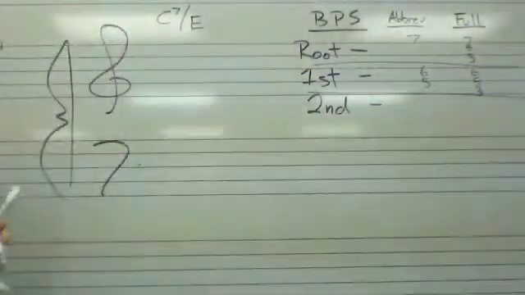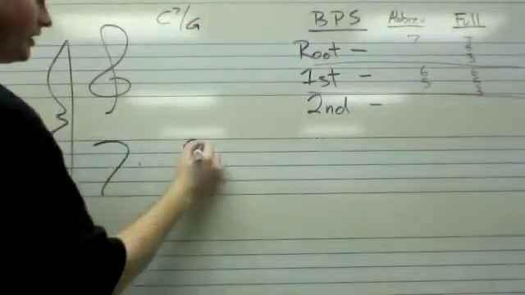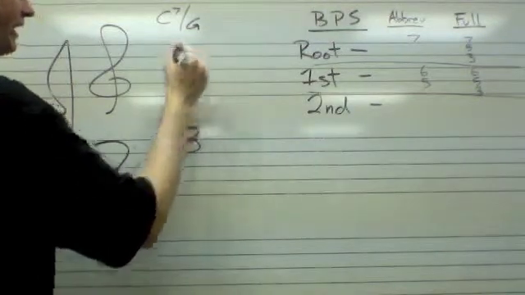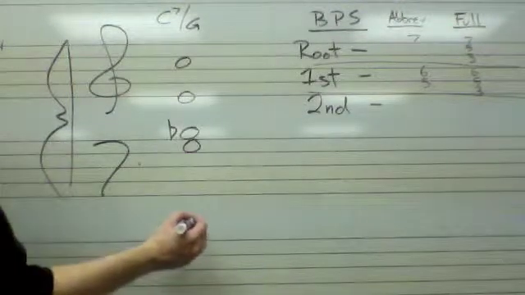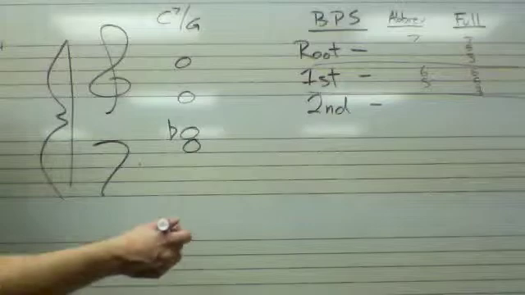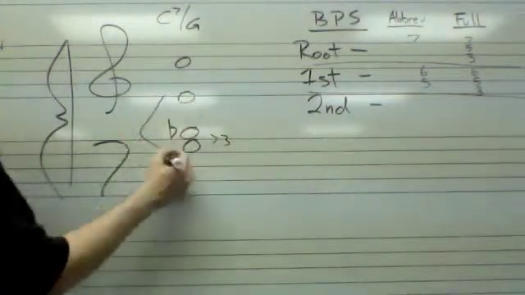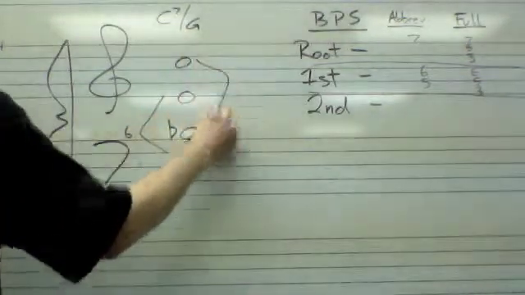That means I have to put the fifth in the bass, which is G. G, E flat. Let's put an E here and a C. All the members are present, but the fifth's in the bass. So that means that this is a second inversion seventh chord. We have the interval of a third, we have the interval of a sixth, and we have the interval of a fourth.